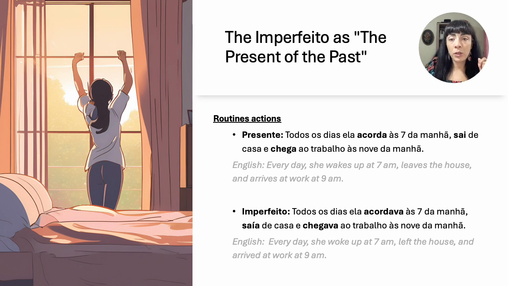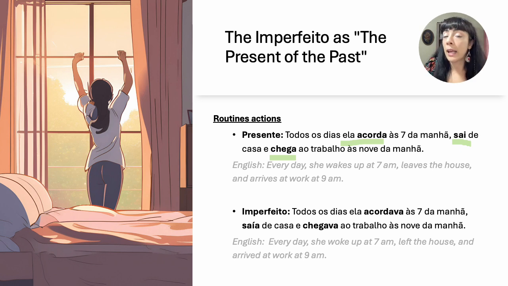Let's have a look at the first sentence written in the present. Todos os dias ela acorda às 7 da manhã, sai de casa e chega ao trabalho às 9 da manhã. So, every day she wakes up at 7 a.m., leaves the house, and arrives at work at 9 a.m.